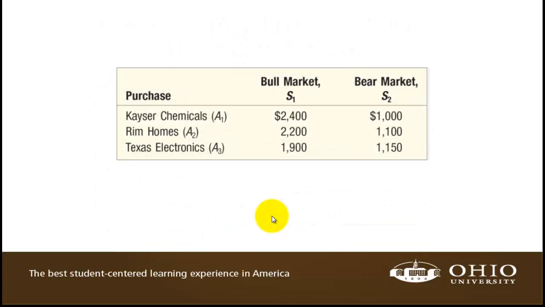So here we have the payoff matrix, or the payoff table, and we can see that if we invest in Kaiser Chemicals, that if we have a market rise, we will make $2,400. If the market happens to decline, however, we would lose $100 and only end up with $1,000. And in a similar fashion, we have the information for the other two investments.